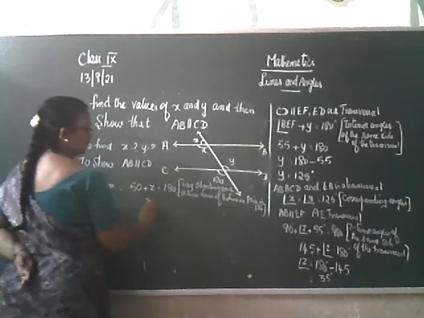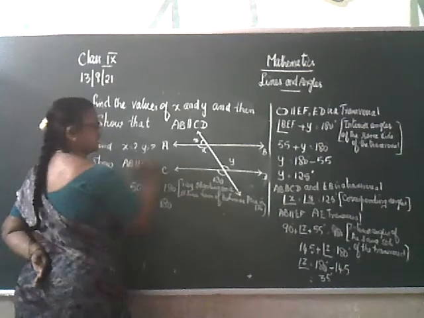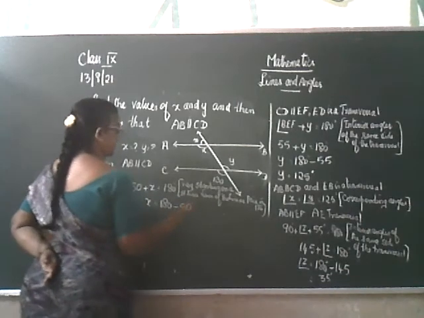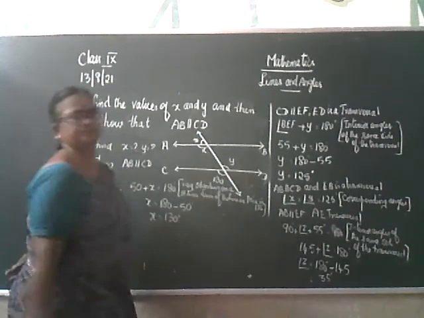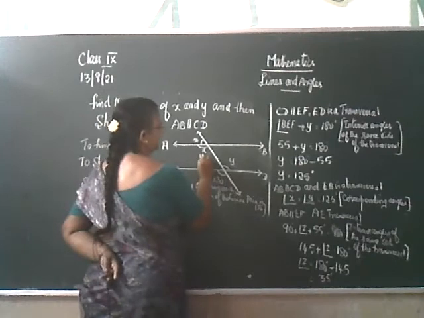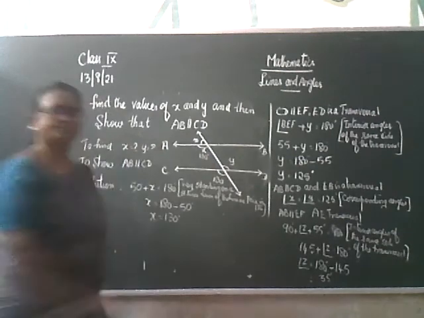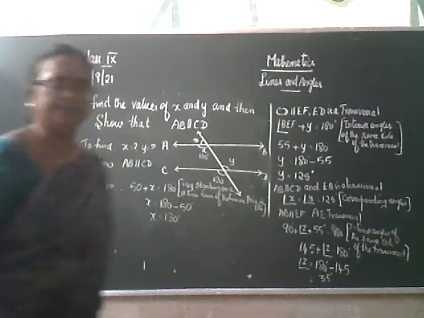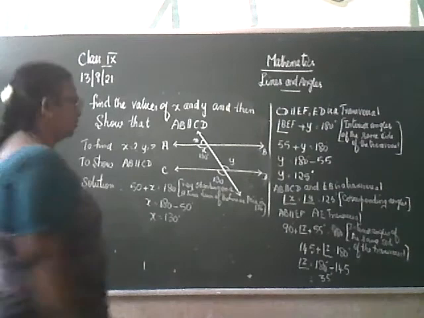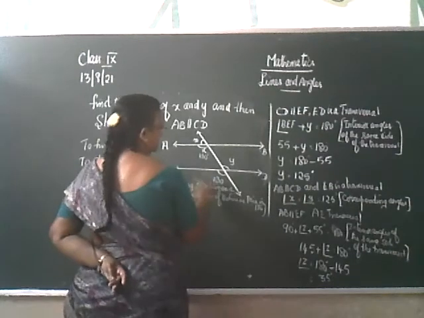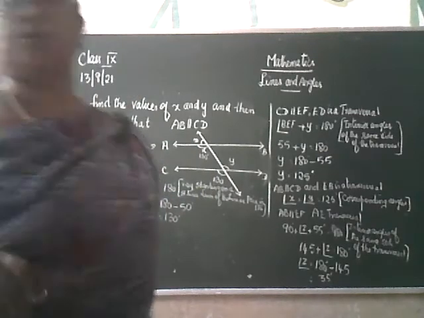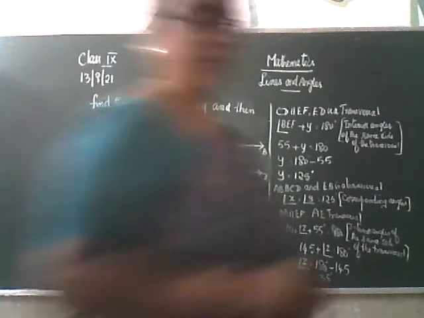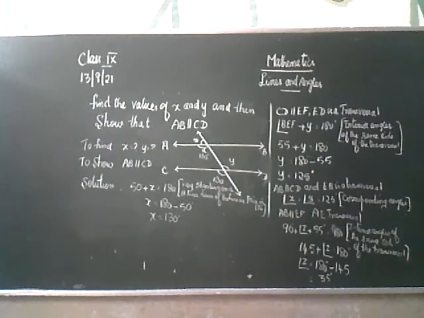So x is equal to 180, transposing 50 to that side, it becomes minus 50. So x is 130 degrees. So what is x? 130. Okay, this is 130. Now here if you want, you can name the points also, because in the book it is not given. If you want, you can name them as EF, GH.